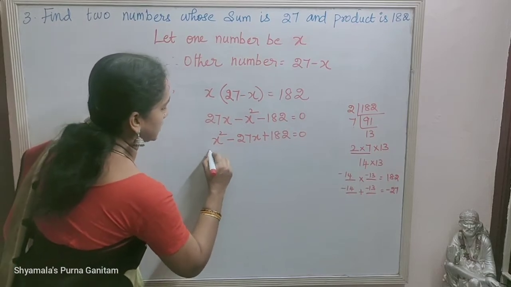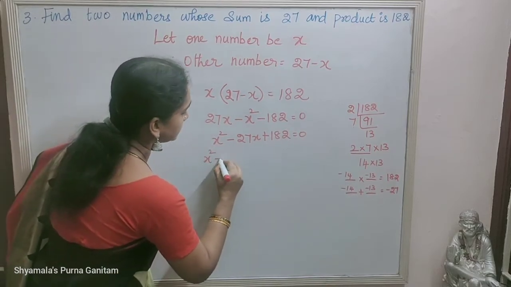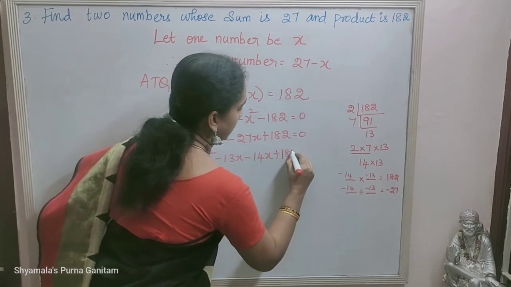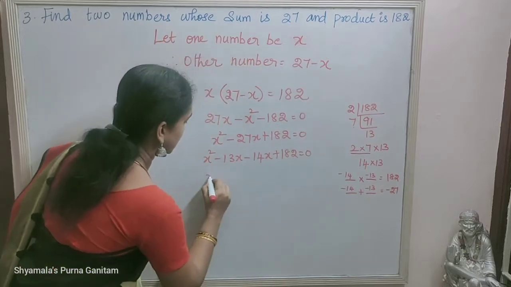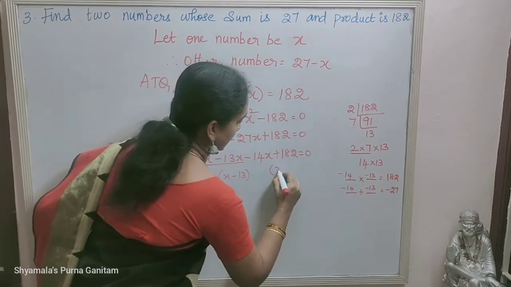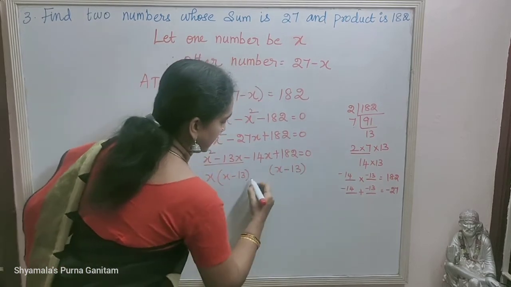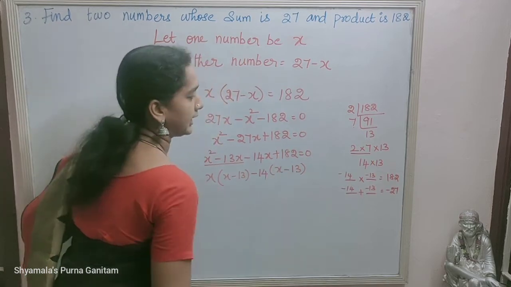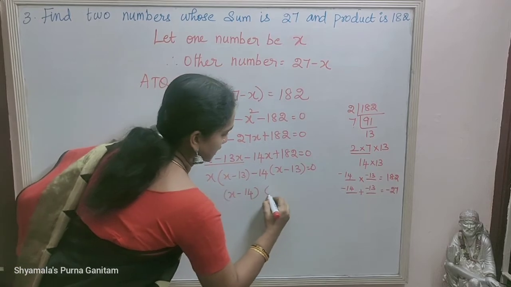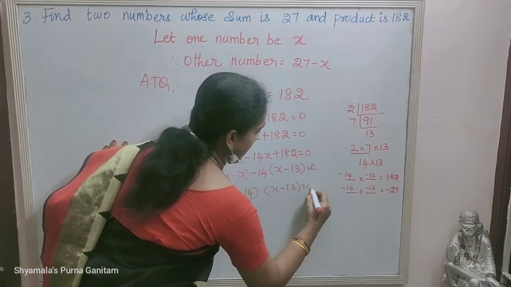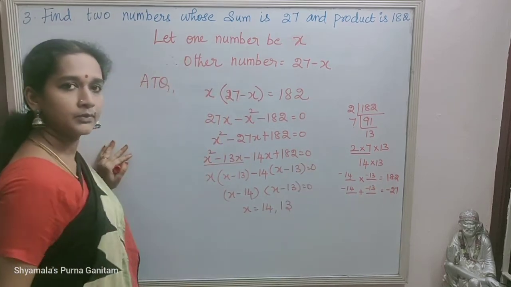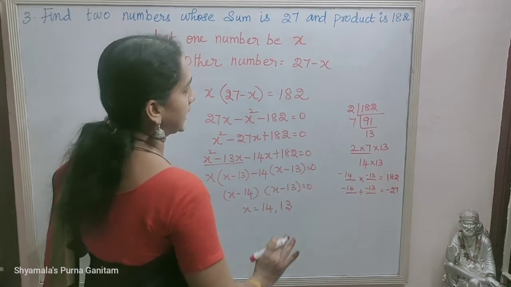Okay, so I am substituting this here: x squared minus 13x minus 14x plus 182 is equal to 0. So from these two terms, x into x minus 13, and here I have to get x minus 13 inside, so I will take minus 14 out. So the balance will be: one factor is x minus 14, the other one is x minus 13. So the two x values are 14 and 13.